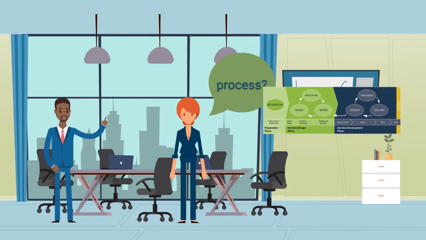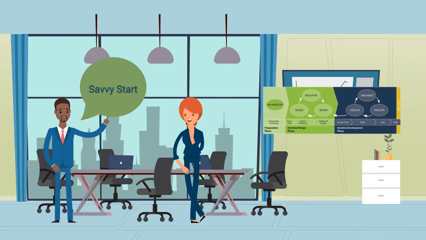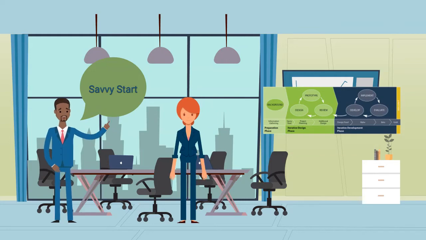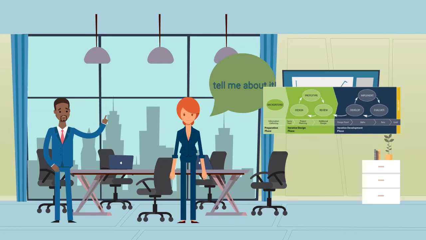So what's the process? First, we have the Savvy Start. That's when we set out all needed information and context for the project to use as a basis for brainstorming, sketching, and prototyping. That's what we are doing today. It usually involves as many of the team as possible to help develop the material. I guess that's why Sarah has thrown you in at the deep end. Tell me about it. So, what comes after the Savvy Start?